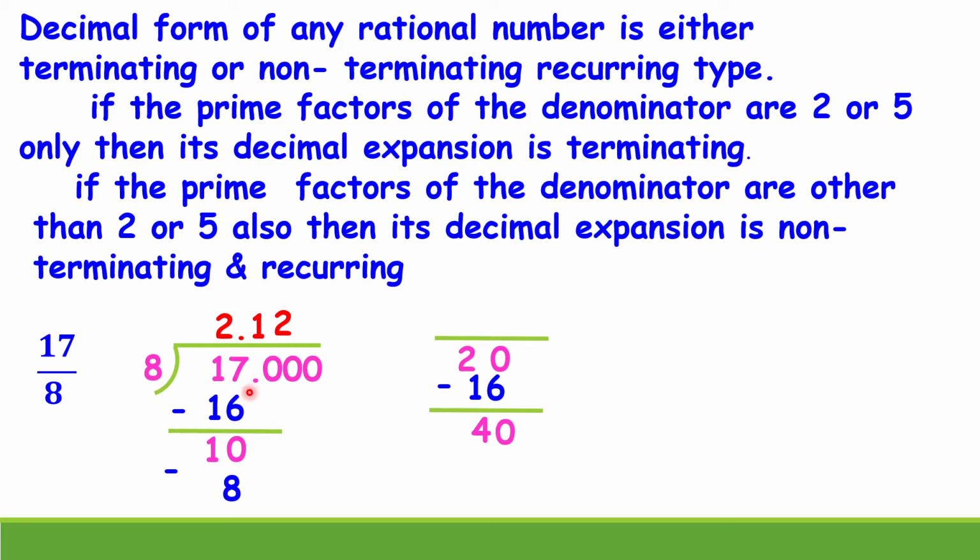Then count the table of 8 up to the number which is near to 40. Here 8 fives are 40. Therefore the quotient is 5 and we subtract 40 from 40. How many remaining? 0. That means the division is complete here. The remainder is 0. Therefore we write 17 upon 8 is equal to 2.125. Therefore this decimal form of 17 upon 8 is terminating. Why terminating? Because the prime factor of the denominator is only 2.